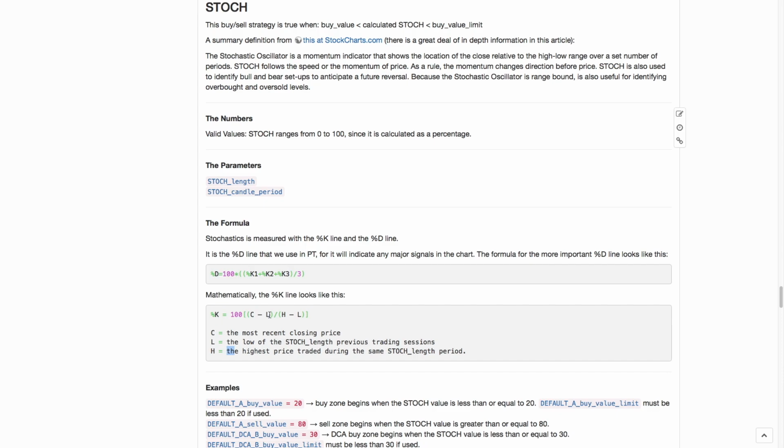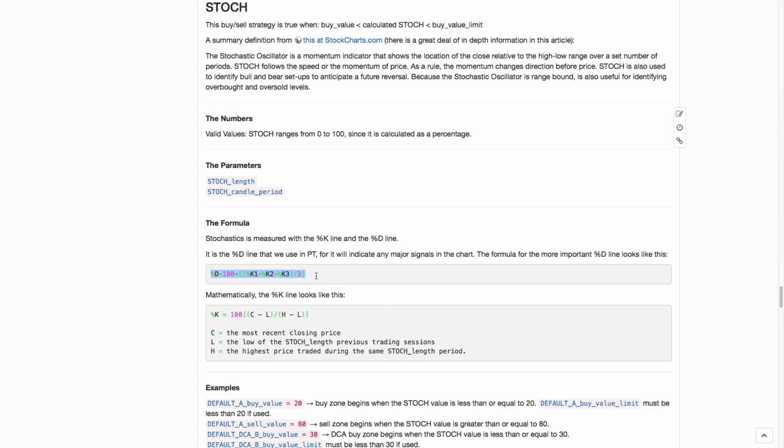If you're using 14 for your length, that would be this section here, the H minus L, and then it's all multiplied by 100. So you have your close minus the low, divided by the absolute high to low range of the prior 14 candles, all multiplied by 100. That gets you the %K line.